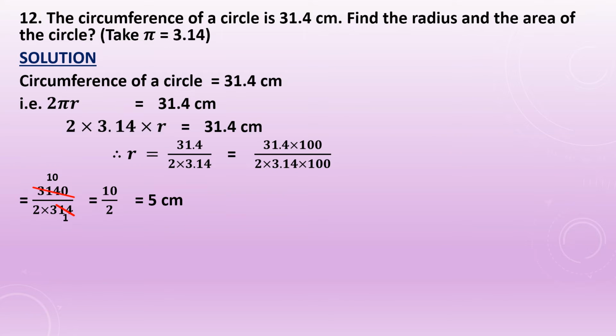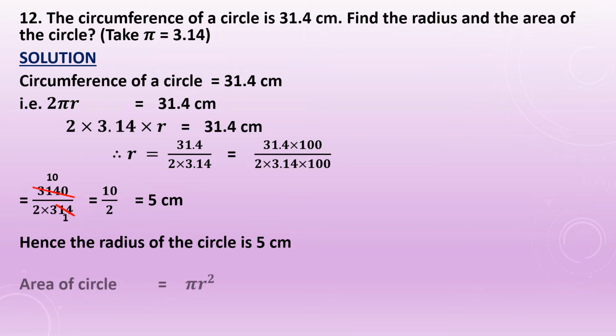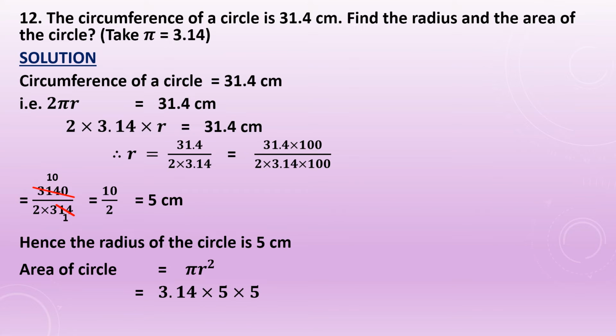Yes. Next, what do we have to find out? Yes, we have to find the area of the circle. What is the area of a circle? Pi r square. We can substitute the value. Pi is given as 3.14 and what is the value of r? Just now we found the value of r as 5. So 3.14 into 5 into 5, which gives 78.5 centimeter square, which is the area of the circle.